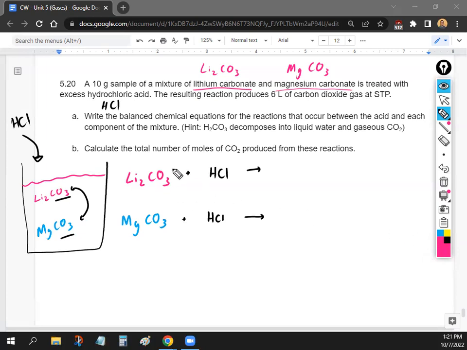All right, so let's do the ionic equation. This is a double replacement reaction. The lithium is going to break off from the carbonate and react with the chlorine, so potentially we get lithium chloride. And then the other compound that we're going to get is H2CO3. That's why the hint was there, H2CO3. This H2CO3 is going to decompose into liquid water, H2O, and CO2. And then from there, you would just have to balance that.